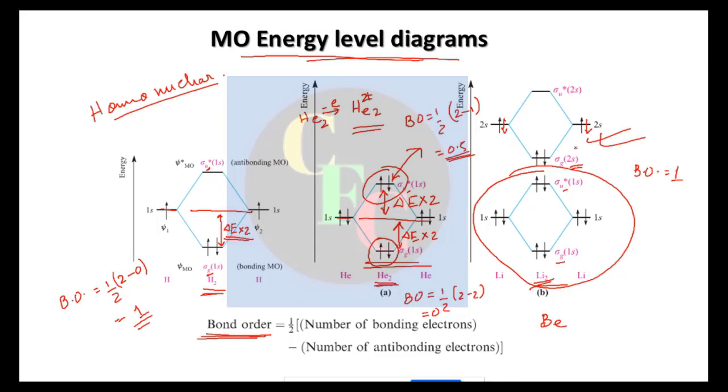One more electron here, and as such this will look like this one, and again the bond order of this one will be 0, right? So it will be a no-bond situation, so this kind of molecule will not form. Okay, now up to this was fine, right?